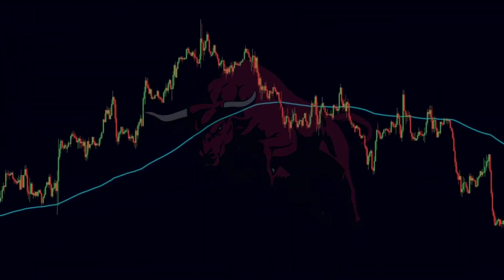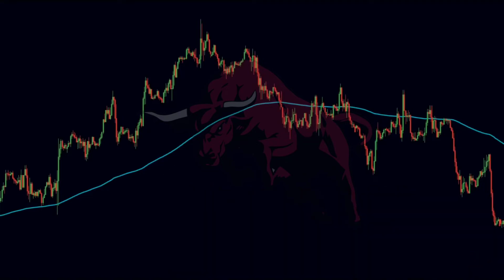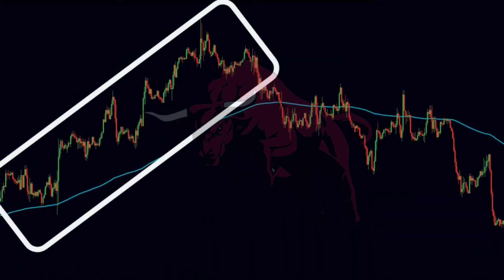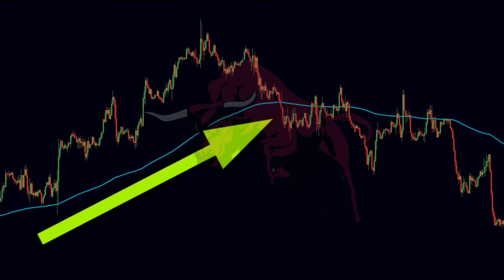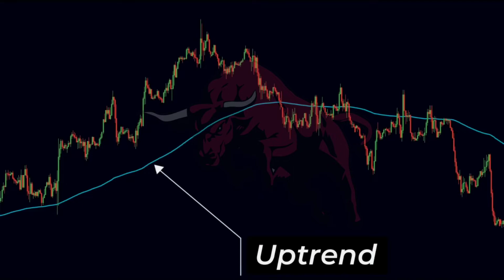If you watch my videos, you know how much I love the moving average. In this strategy, we will use the 200-period moving average to identify the direction of the trend. So when the price is trading above the moving average, and the 200 EMA is sloped upwards, the price is said to be in an uptrend.